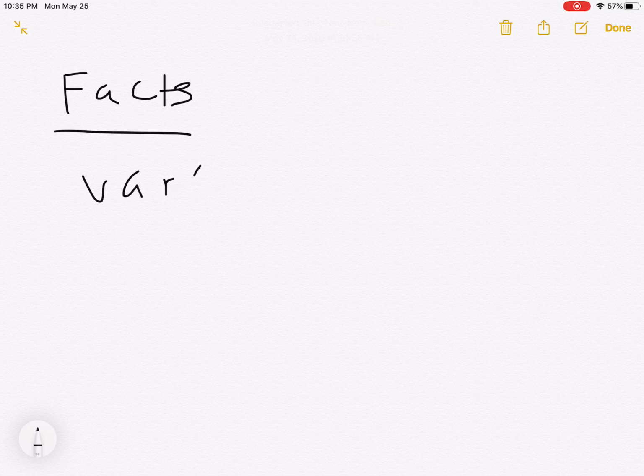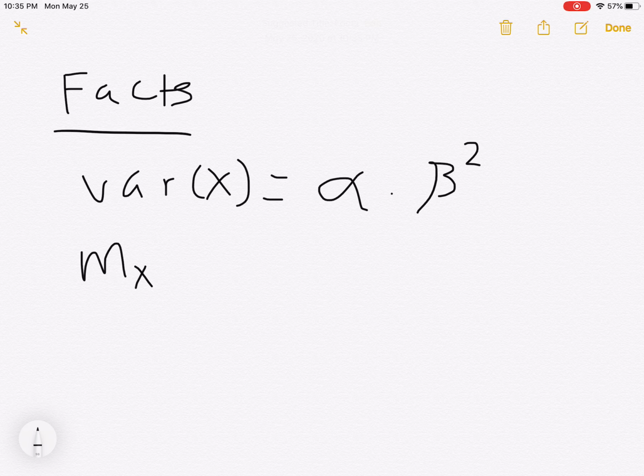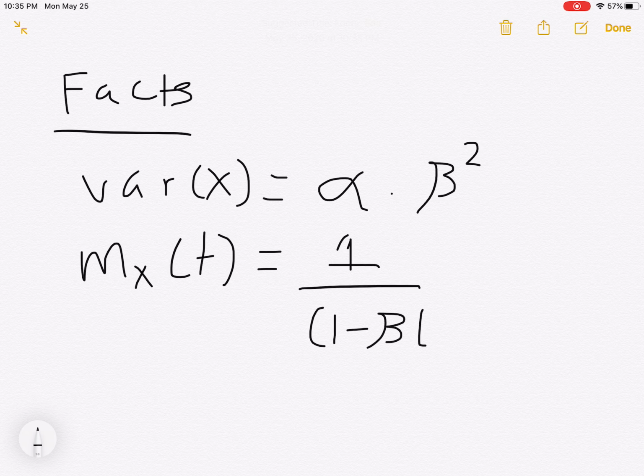Here's a few other facts. The variance of X is going to be alpha times beta squared, and its moment generating function is going to be 1 over 1 minus beta t to the alpha power.